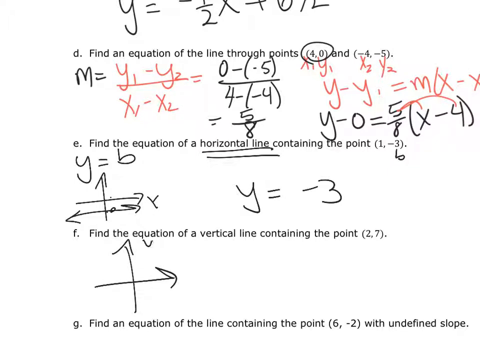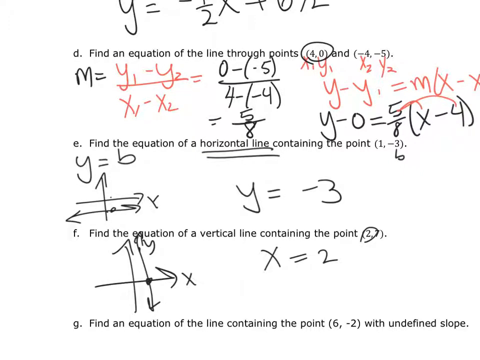Equation of a vertical line: do a quick sketch, y and x, needs to go through the point 2, 7. So right 2 up 7, so it's going to need to go through this point approximately right there, so it's going to have to look like this. So I know it's crossing the x-axis at 2, and so my x is equal to 2, because it's going to be right here.